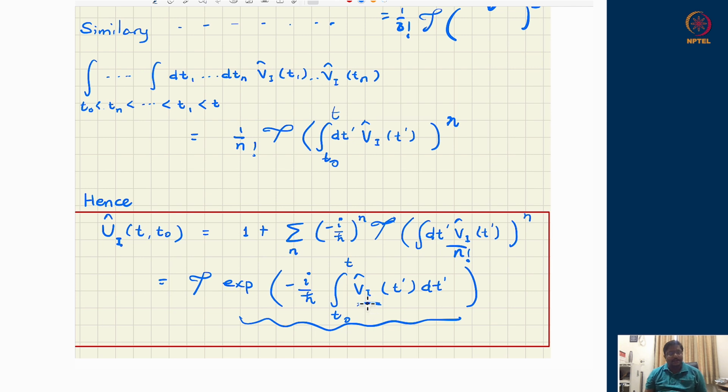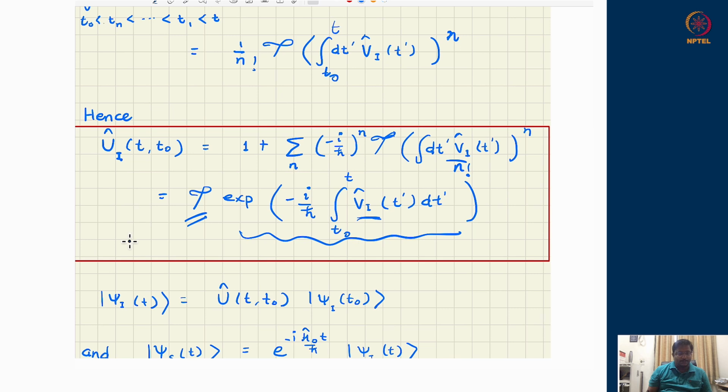Remember again, the interaction version of the potential plays the role of the potential in the interaction picture. So the unitary operator in the interaction picture is not just the exponential but the time ordered version of the exponential of the effective Hamiltonian in the interaction picture. Remember, to compare, in the free theory it was just exponential of minus iota upon h bar H naught t.